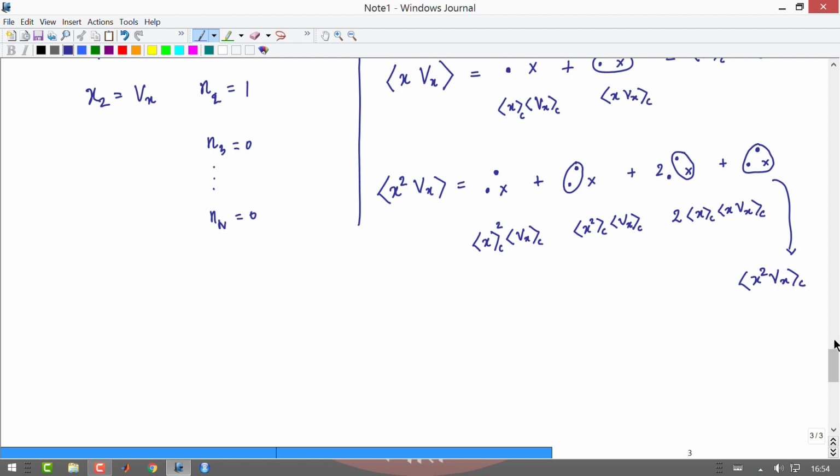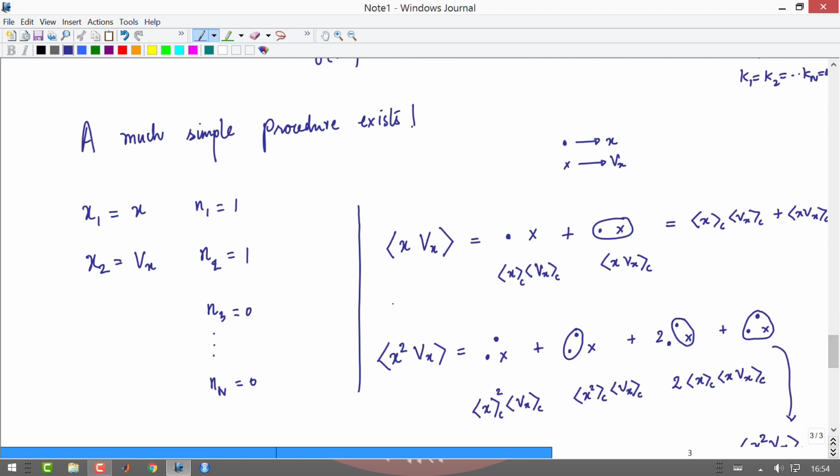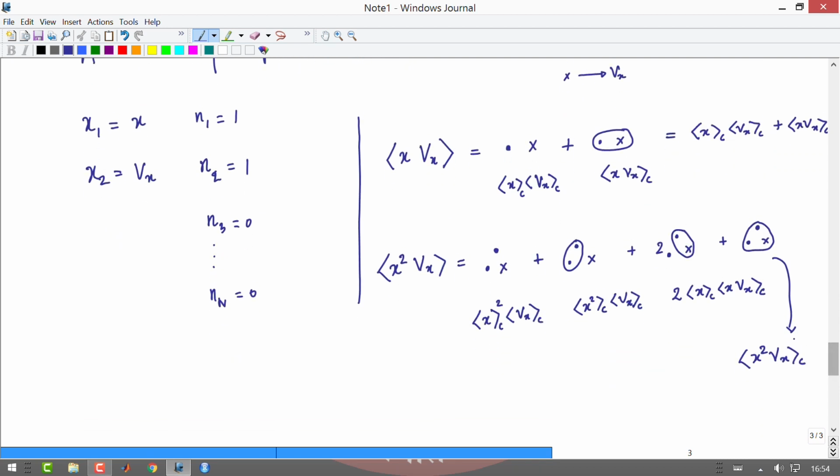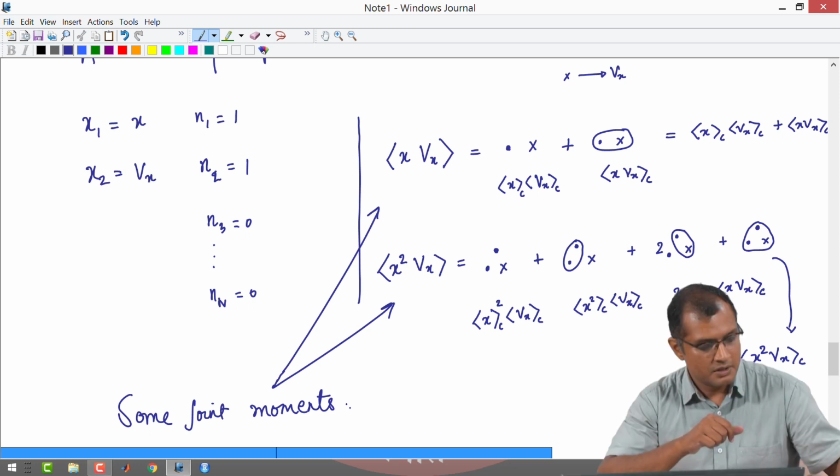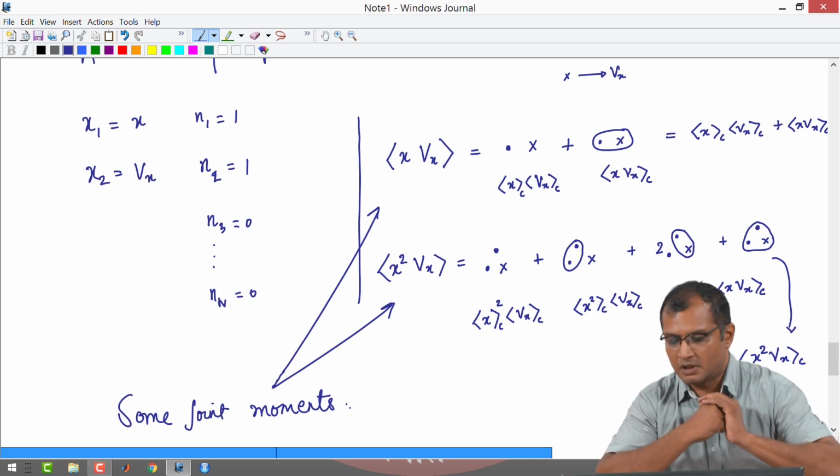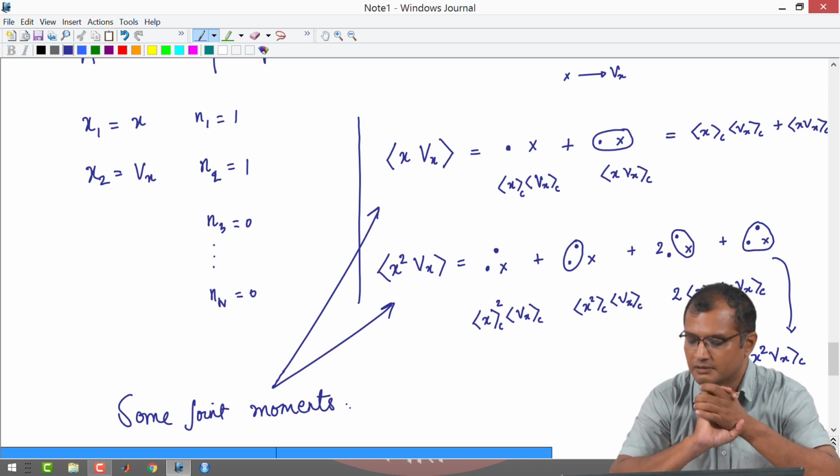So these are the joint moments that we have computed today. Fine. So we close this lecture here, and we'll give some problems in the tutorials along similar lines.